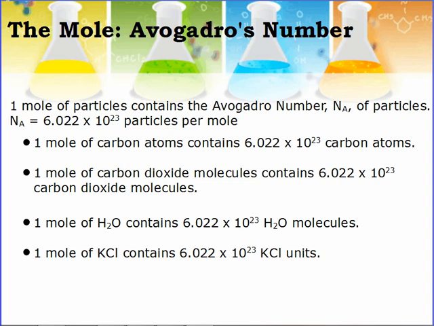Next, we're going to talk about molecules. Even though carbon dioxide is made of carbon and 2 oxygens, it doesn't matter. 1 mole of that molecule contains exactly 6.022 times 10 to the 23rd carbon dioxide molecules. The same is true for 1 mole of water and 1 mole of potassium chloride.